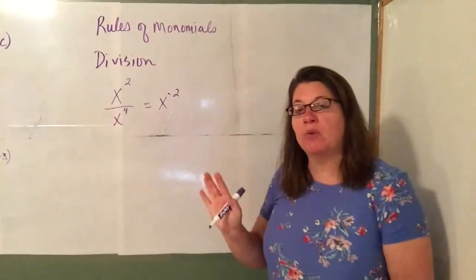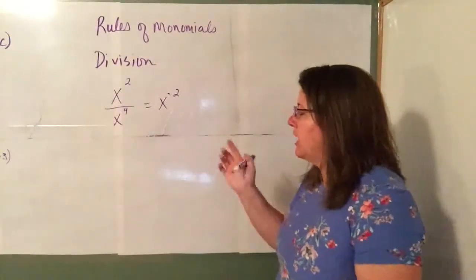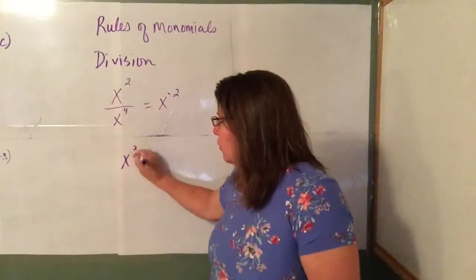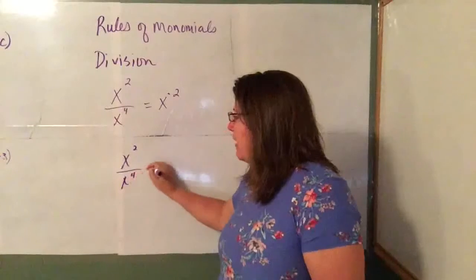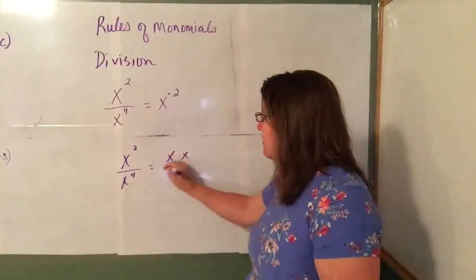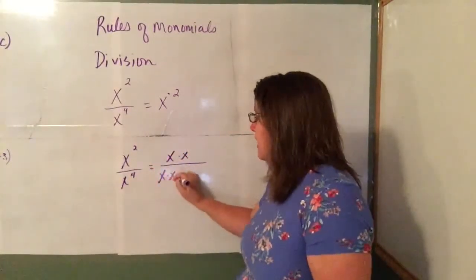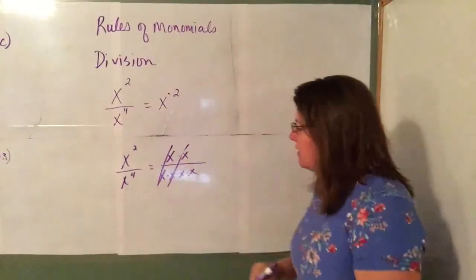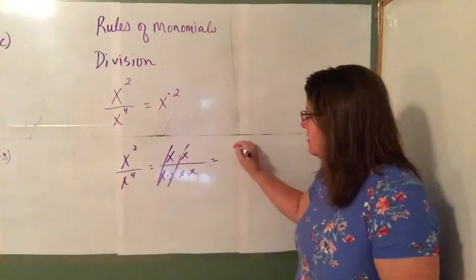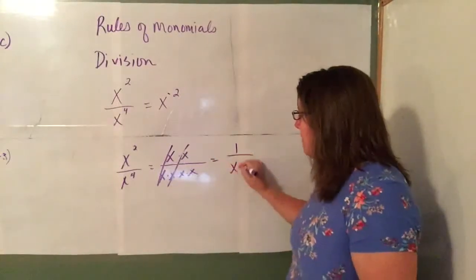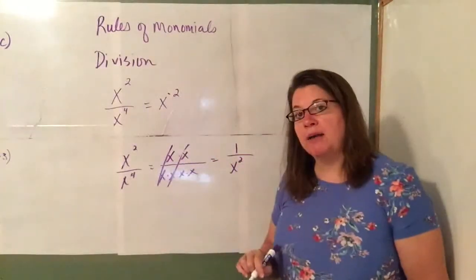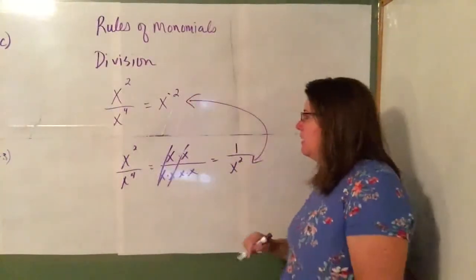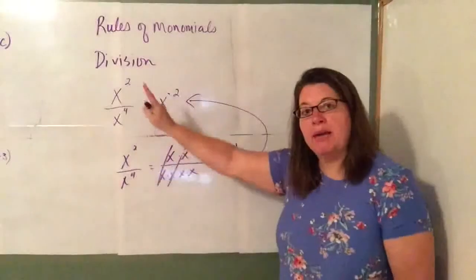So I'm going to show you another way, and hopefully you'll understand how this works. So if I've got x squared over x to the 4th, isn't that the same thing as on top we've got x times x, and on bottom I've got x times x times x times x, and I can still cancel out the two things they have in common. So what that does is that leaves me with a 1 on top and an x squared on the bottom. So if you look at these two things, okay, technically we started with the same thing.